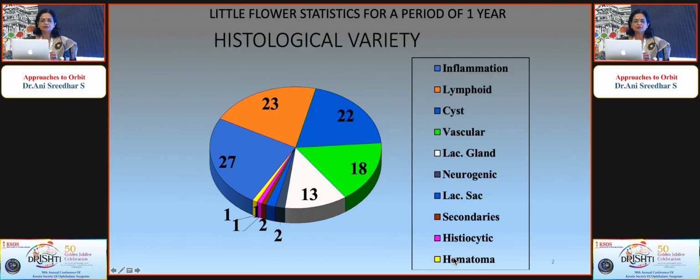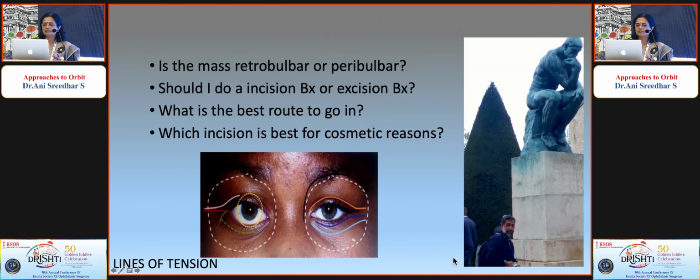So we found, when we audited Little Flower, that lymphoid and inflammatory tumors were the most common. First you have to determine the position of the mass: is it retrobulbar, peribulbar? Should I do an incision biopsy or an excision biopsy? Incision biopsy is when you just take out a piece of the tumor for biopsy, and excision is when you remove the mass in toto.